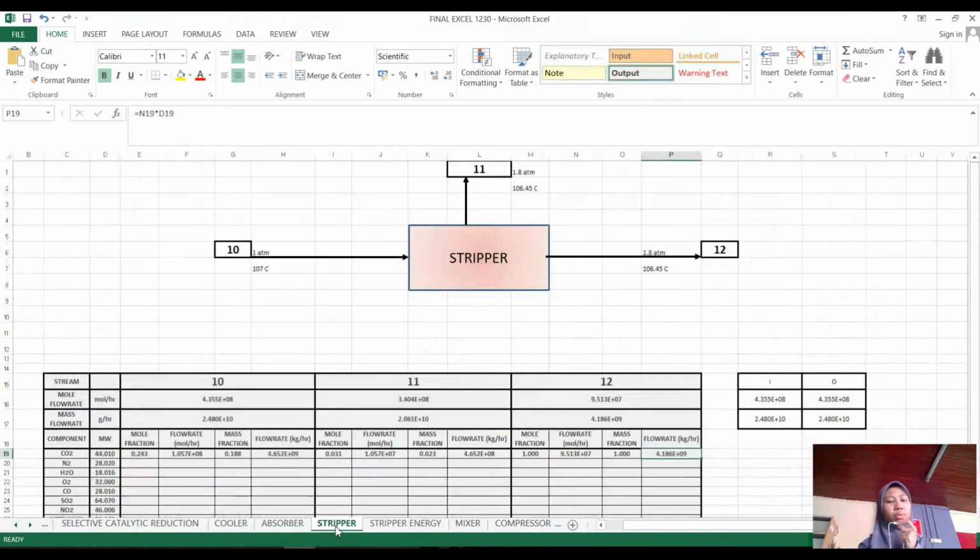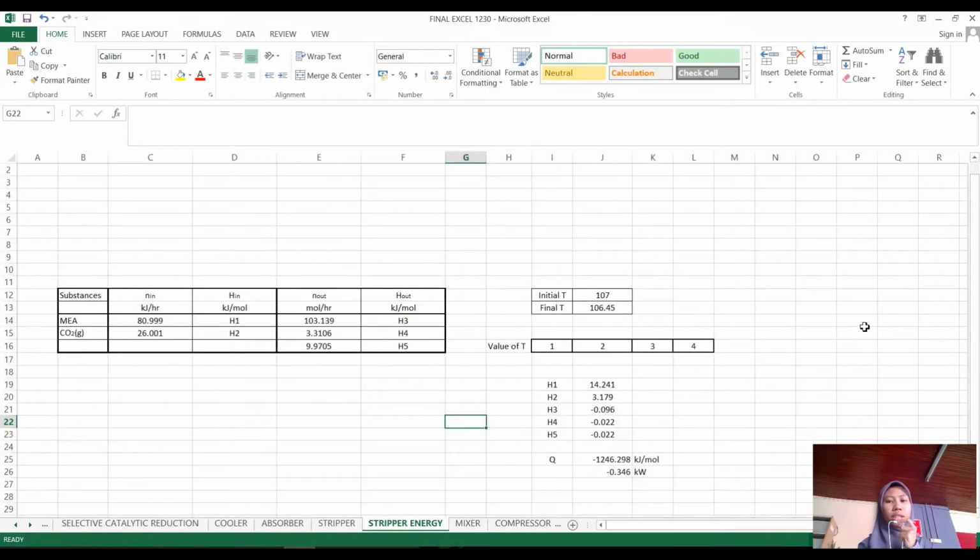So we move to the stripper. The temperature changed from 107 degrees C to 106.45 degrees C. So the energy needed is negative 0.346 kilowatt, which is almost zero, and exothermic.